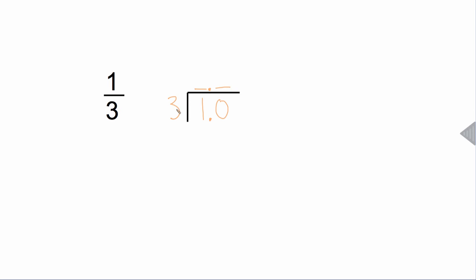then we can start. 3 goes into 1 0 times. It will not fit. 3 times 0 is 0. Subtract. You get 1, and you bring down that 0. 3 can go into 10 3 times. 3 times 3 is 9. We subtract, and we get 1. When you get a number after you subtract, you need to continue on.